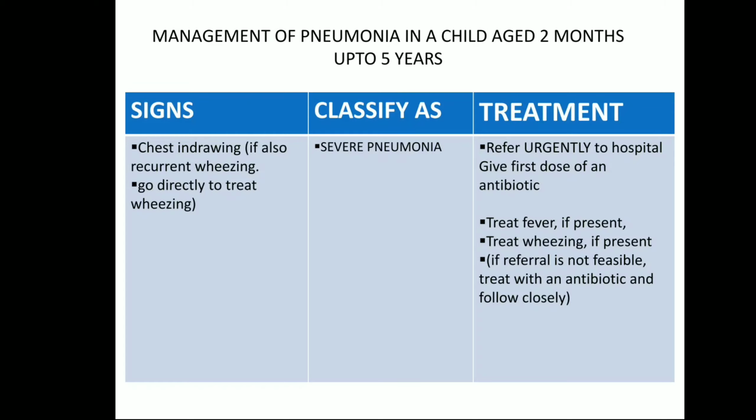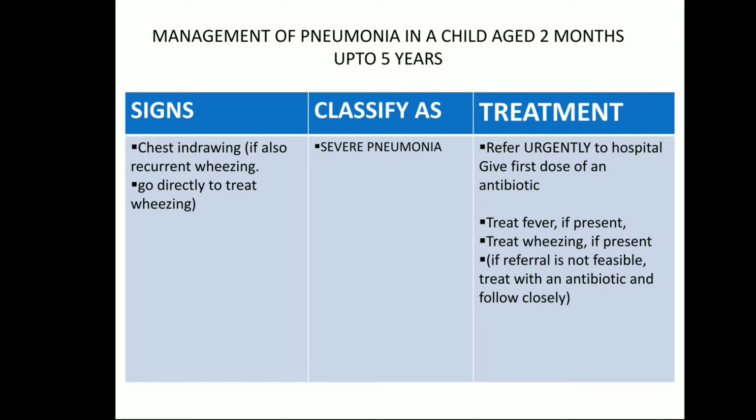And what is the treatment that you have to give? You have to refer the case urgently to the hospital. And same as very severe disease, you have to give the first dose of antibiotic, you have to treat the fever, you have to treat the wheezing if it is present. If the referral is not feasible, treat with an antibiotic and follow closely. So if you are unable to refer the case, immediately you have to start the correct antibiotic, which I am going to discuss in the coming slide, and you have to follow the patient very closely. This is how you can classify the child who is having severe pneumonia.